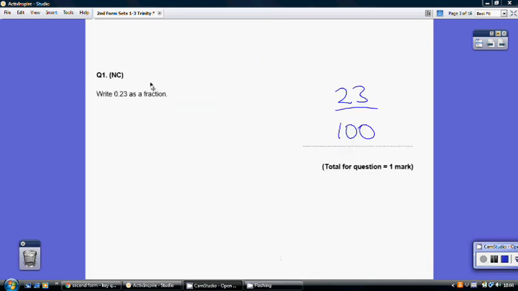Question 1. So write 0.23 as a fraction. Well, the 2 is in the tenths column, the 3 is in the hundredths column, so this is 23 hundredths.